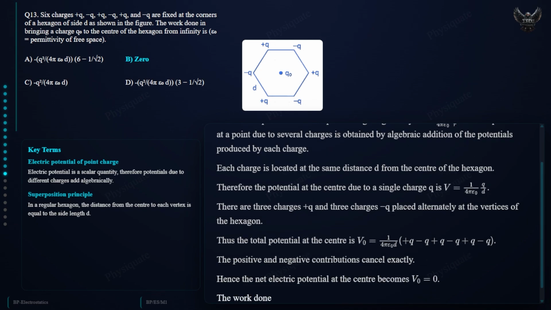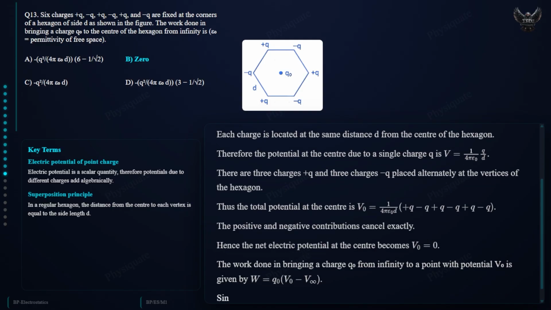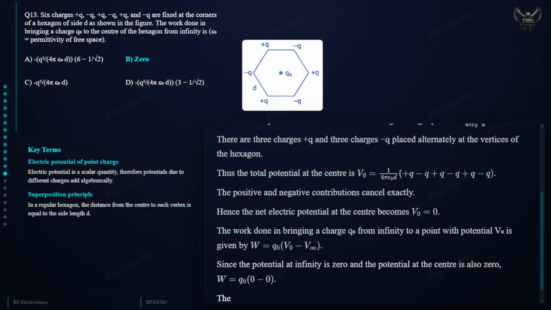The work done in bringing a charge Q from infinity to a point with potential V is given by W equals Q times (V0 minus V infinity). Since the potential at infinity is 0 and the potential at the center is also 0, W equals Q times (0 minus 0). Therefore the work done in bringing the charge to the center is 0.